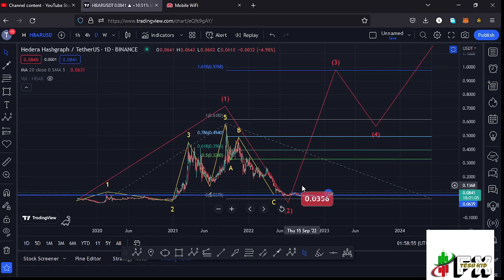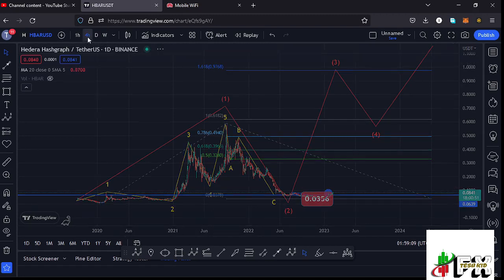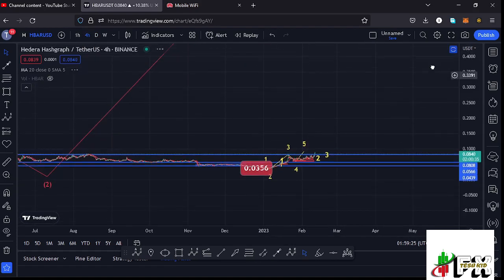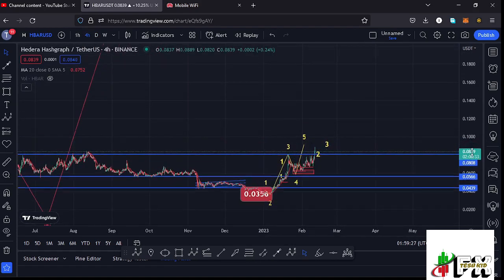And here on the daily chart I have a target area to the upside in the formation of that wave 3 at the fib level 1.618, and that is at around the $0.9768 mark, and that is what I'm expecting Hbar to do on the long-term scenarios. And jumping to the 4-hour chart to give you the short-term scenarios that I'm expecting to play out, and also my next price targets here on the Hbar chart.